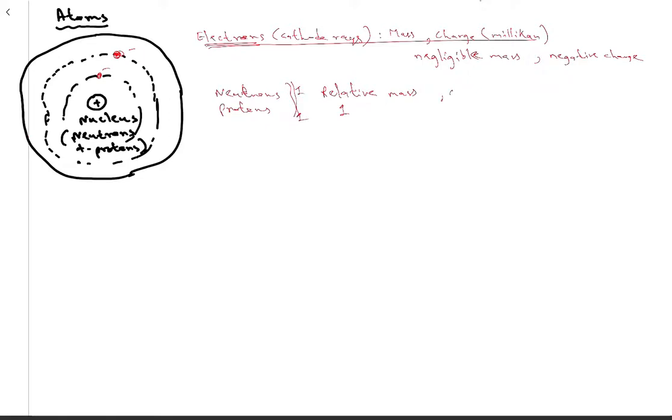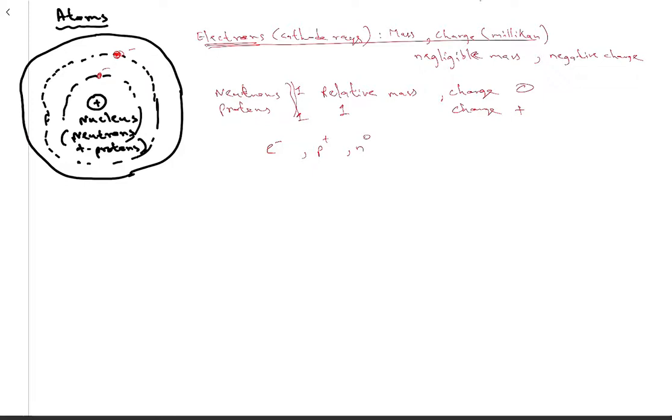And charge for a neutron is 0, whereas charge for a proton is positive. So we represent the electron with a minus charge, a proton with a positive charge, a neutron with a zero charge. So these are the main concepts about the atom, the different parts of the atom.